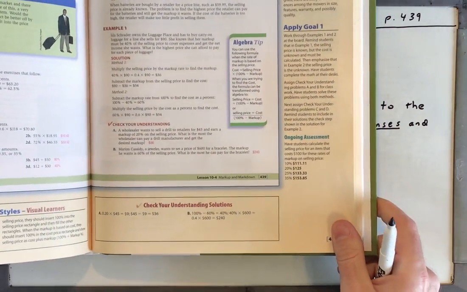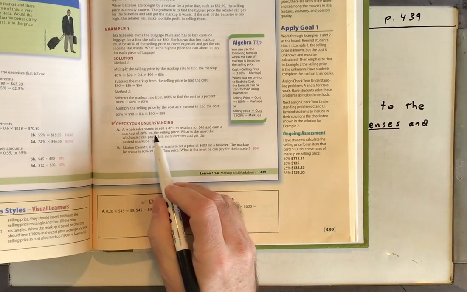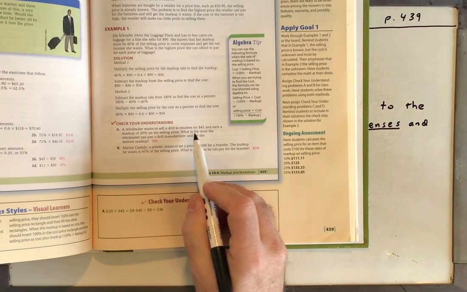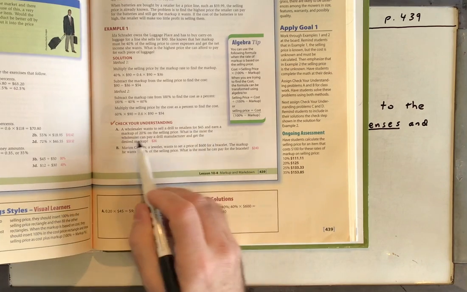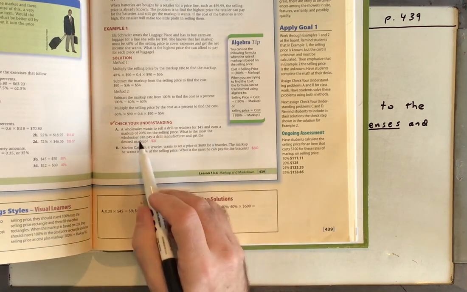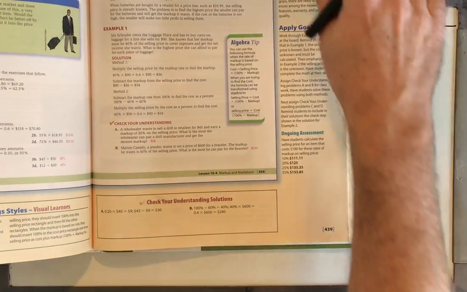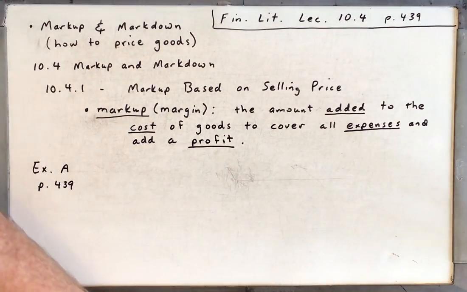All right, so on page 439, we're going to do example A. It says a wholesaler wants to sell a drill to retailers for $45 and earn a markup of 20% on the selling price. What's the most the wholesaler can pay a drill manufacturer to get the desired markup?